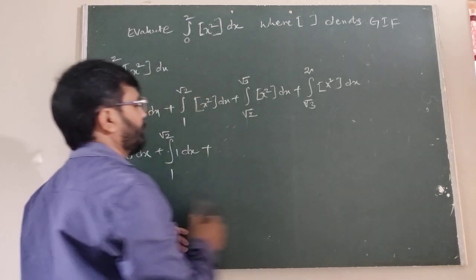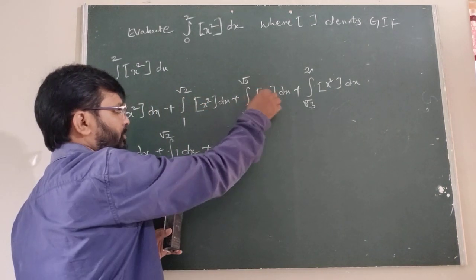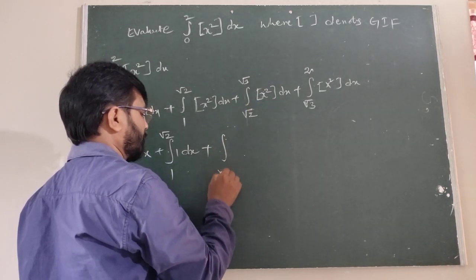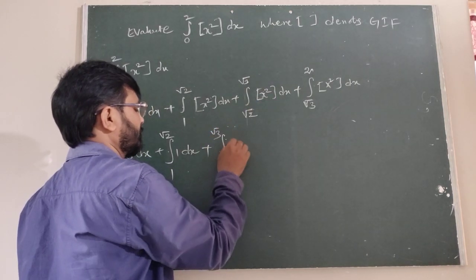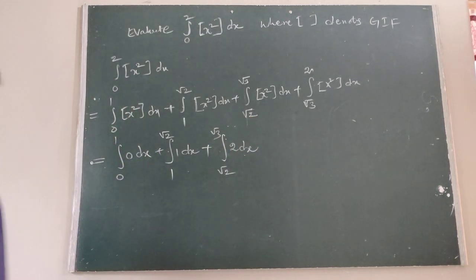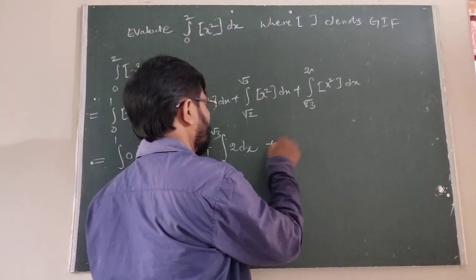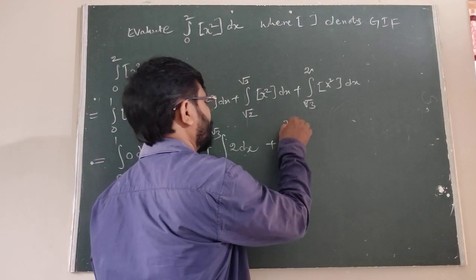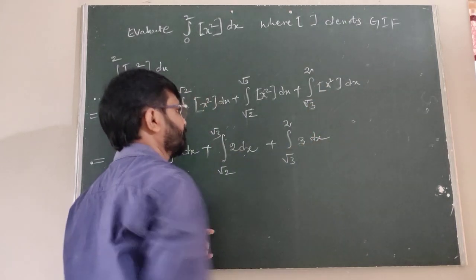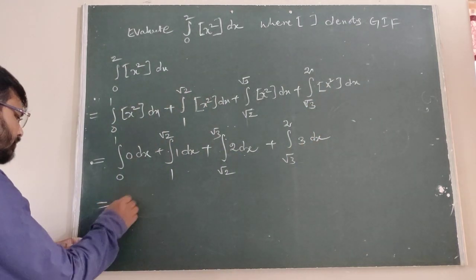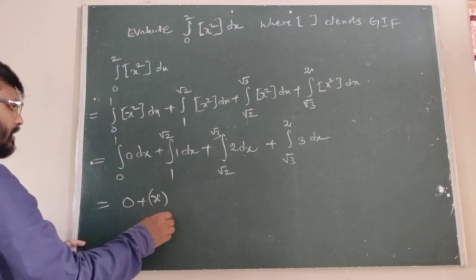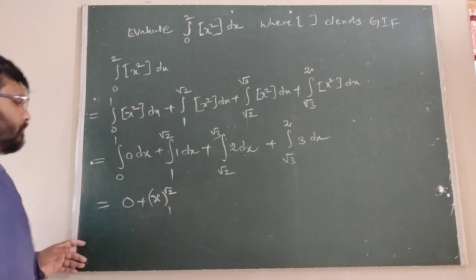Therefore undoubtedly we have to take any value between them. This is 2, therefore the step value is 2. Therefore the integral from root 2 to root 3 is 2 dx. Similarly, we can write the integral from root 3 to 2 of 3 dx. Now the integral of 0 dx is 0, the integral of 1 dx is x, from 1 to root 2.